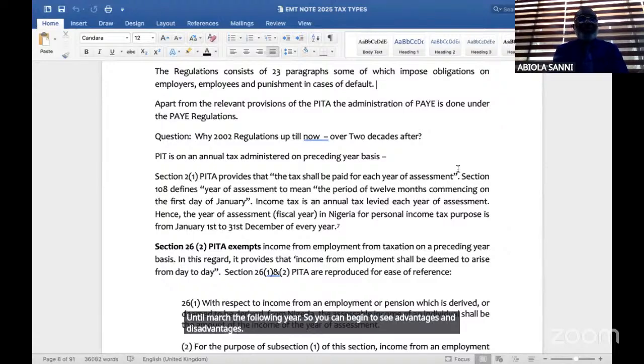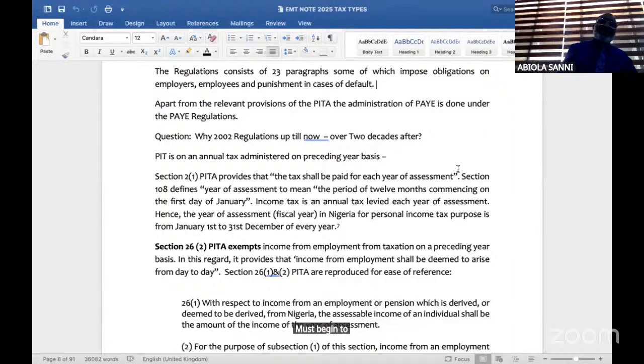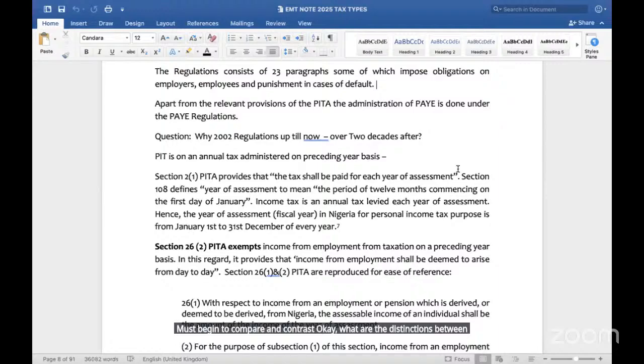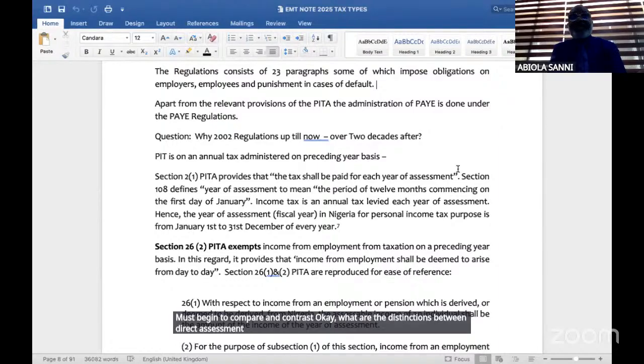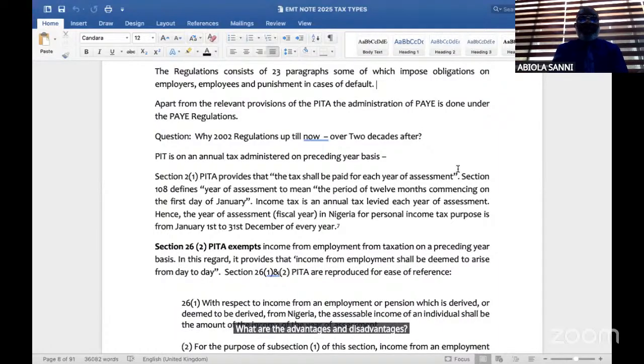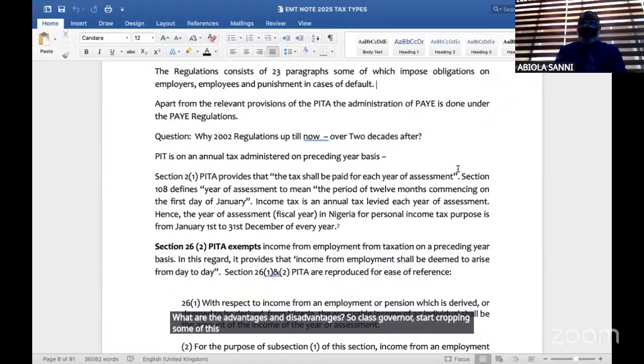Someone who wants to be an excellent student in this course must begin to compare and contrast. Okay, what are the distinctions between direct assessment and PAYE? What are the advantages and disadvantages? So class governor, start cropping some of these items so that when I call you next time, you can reel them out. Okay? So there is an exception.